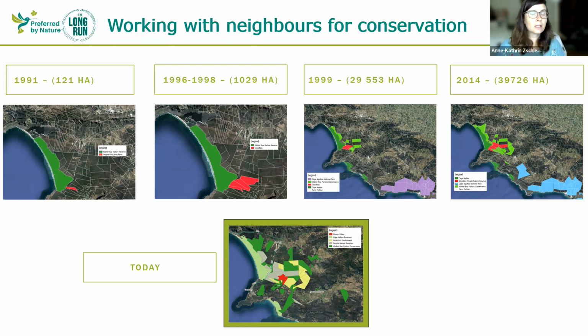But he realized that a lot of the neighboring landowners were not interested in conservation. They didn't really realize the importance of the ecosystem they're surrounded by and that is situated on their property. But he didn't give up. Together with 9 neighboring landowners, in 1999, he created the Walker Bay Fynbos Conservancy. And together, they expanded significantly to 29,000 hectares.